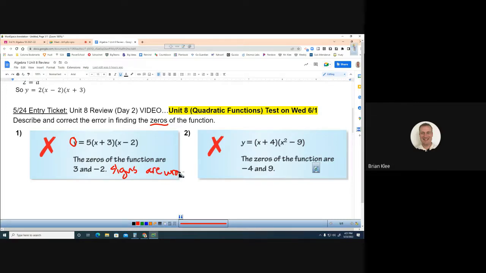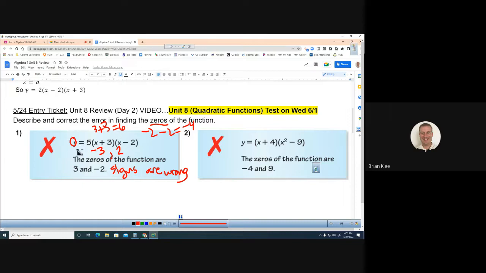We should understand if we do 3 plus 3, we're going to get 6. 6 is not 0. That doesn't make this equation true. We need a negative 3. And likewise, negative 2 minus 2 would be negative 4. The x value that makes this 0 is not negative 2. It's positive 2. So that's the mistake there. Negative 3 for the first factor, 2 for the second factor.